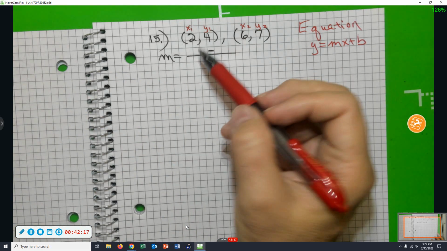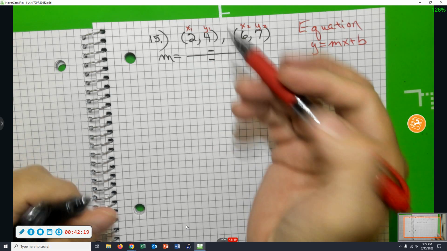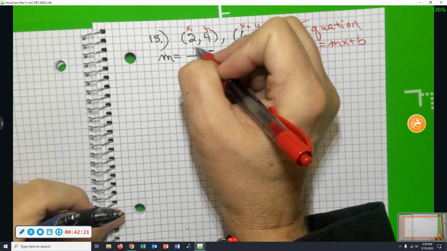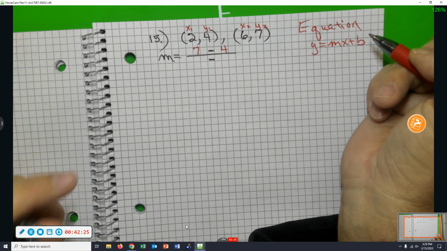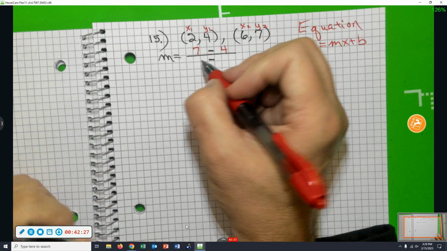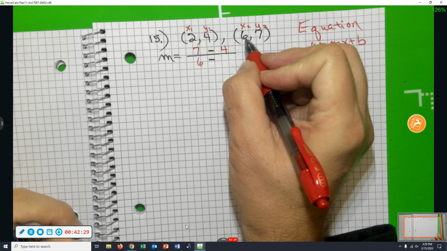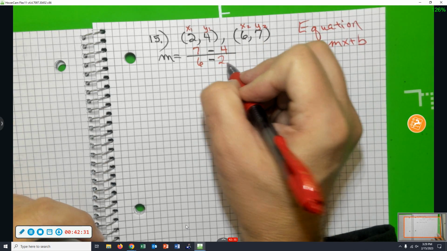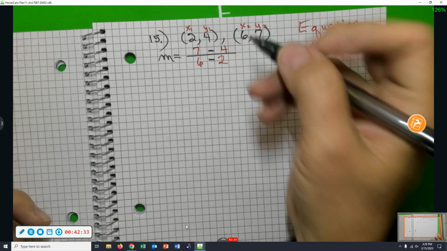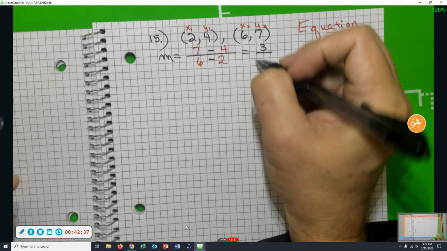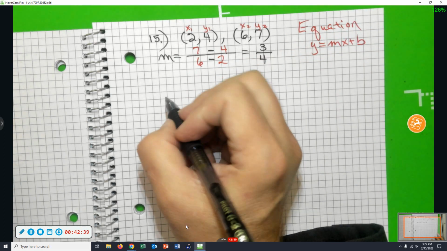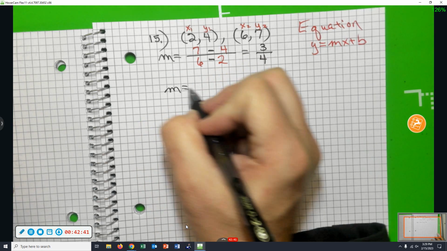What number's going to go here? 7 minus 4, okay, y2 minus y1 all over x2 minus x1, 6 minus 2. 7 minus 4 is 3 fourths. So now we have the slope. The slope is 3 fourths.